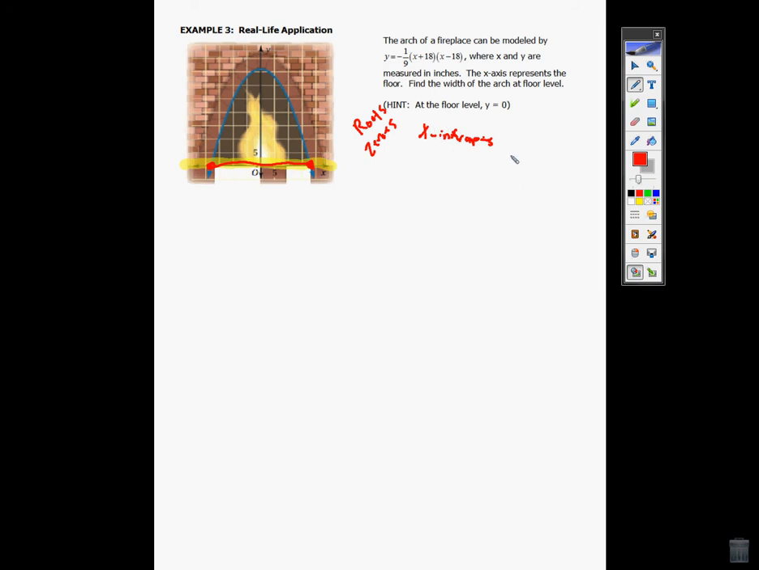We need to find the solution to this equation. We need to find those x values that solve this equation to find the x-intercepts. So let's take a look at it. Where is floor level? It says, hint, at floor level y equals 0. So if I take my equation up here, y equals -1/9 (x plus 18)(x minus 18), and I want to look for the value of x at y equals 0, I substitute 0 for y.